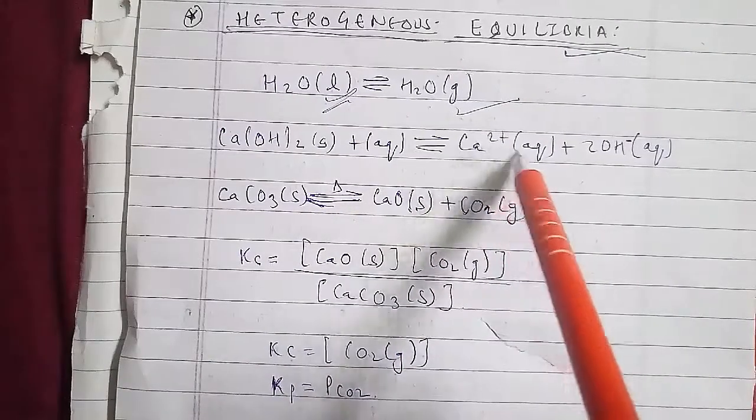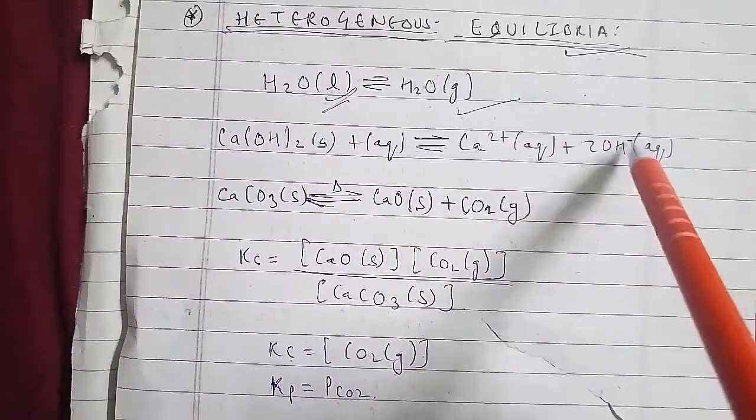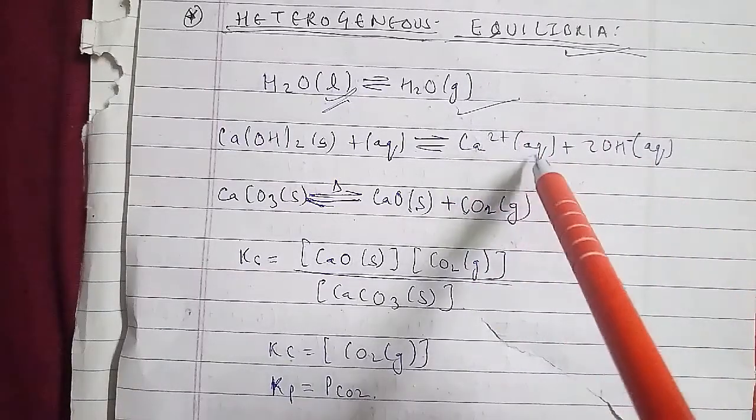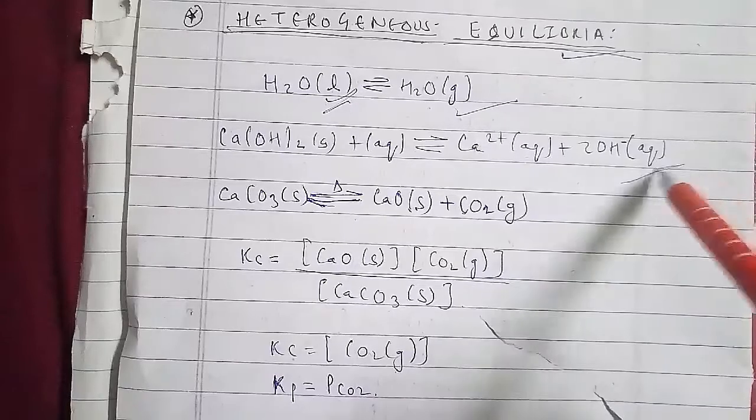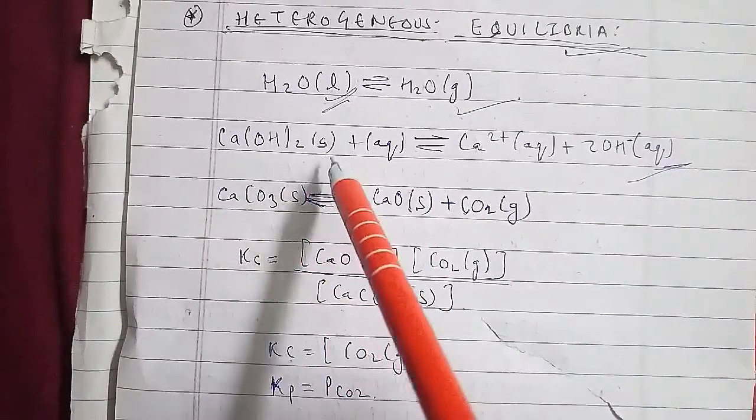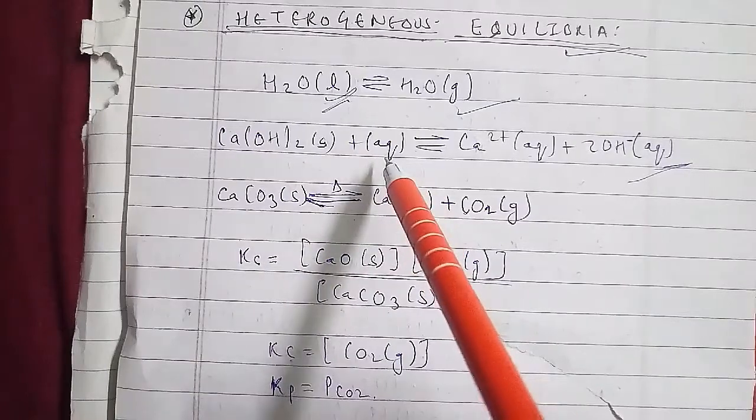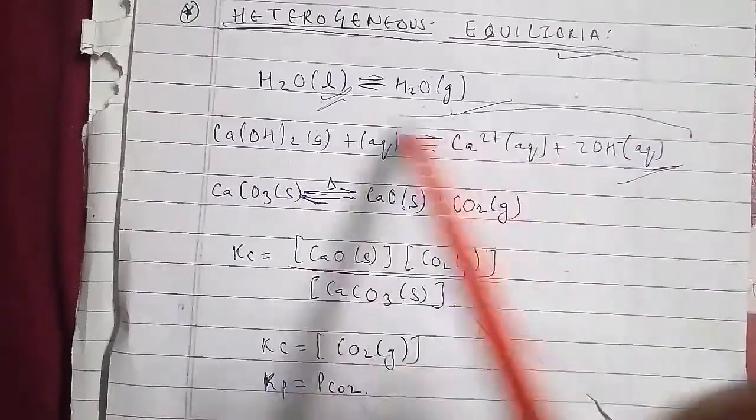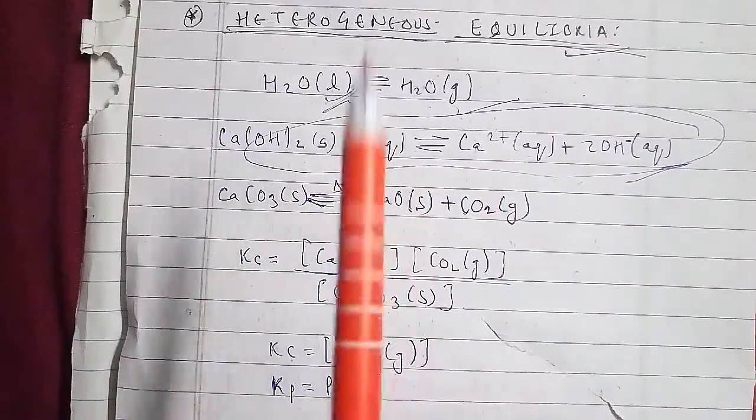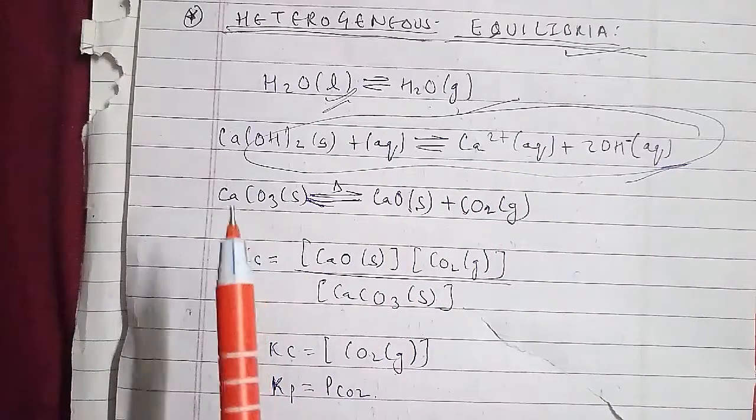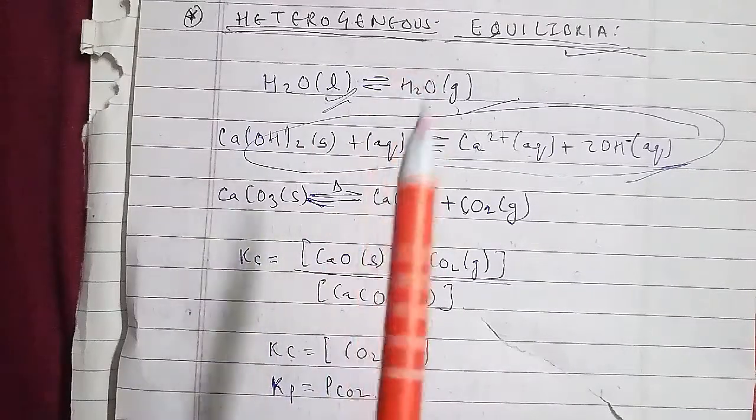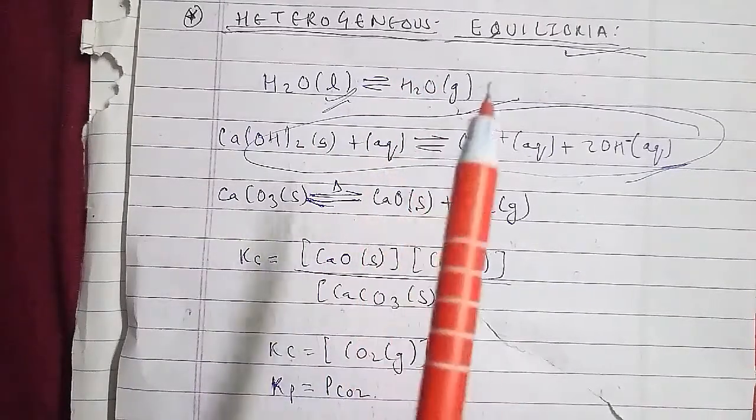Let us take the thermal dissociation of calcium carbonate, which is an interesting and important example of a heterogeneous chemical equilibrium. That will be CaCO3 in the solid state, which gives you CaO in the form of solid plus CO2 in the form of gas, and vice versa, CaO in the form of solid and CO2 in the form of gas give CaCO3 in the form of solid.